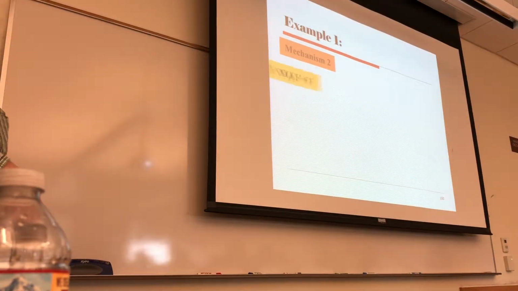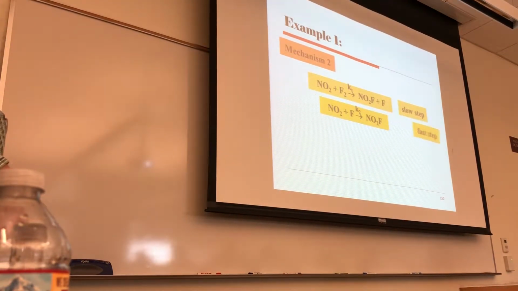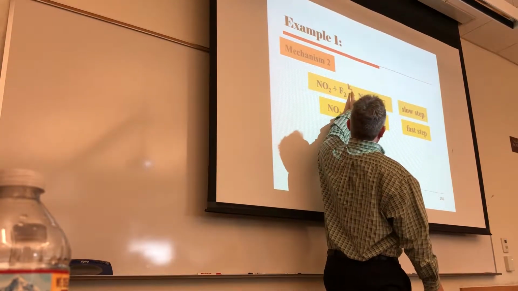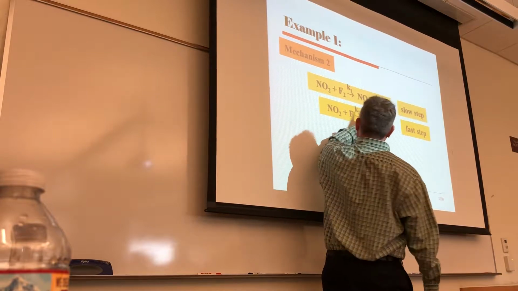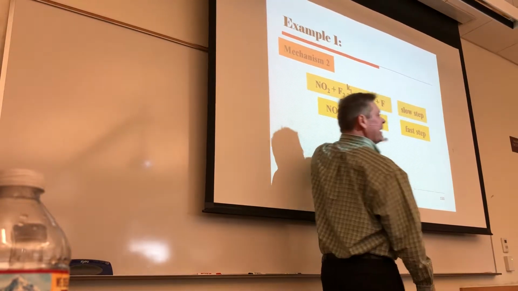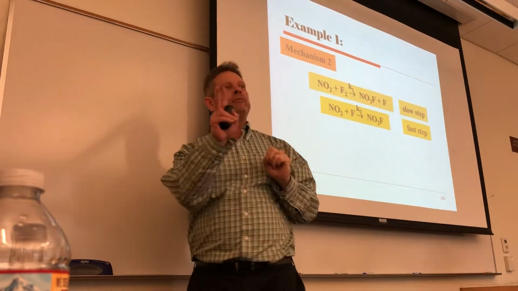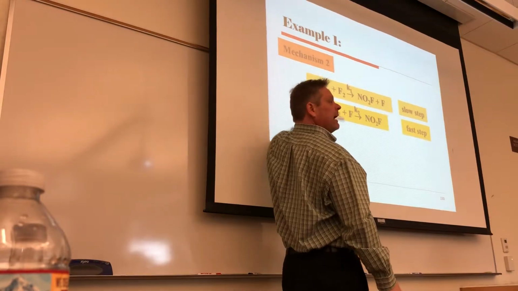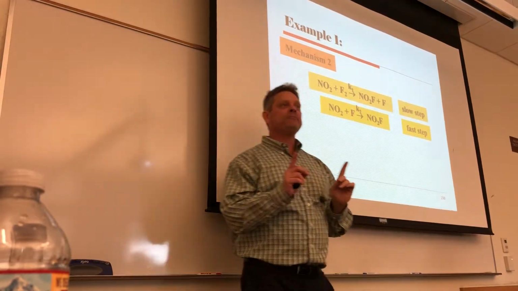So my next mechanism for this is this. It's in 2 steps. I have this, and this is my constant for this reaction, and this is my constant for this reaction. Okay. This is my slow step, this is my fast step. 2 steps. Each one of these are what? What do I call each one of these equations? Elementary. Right. Hugely important here, right?